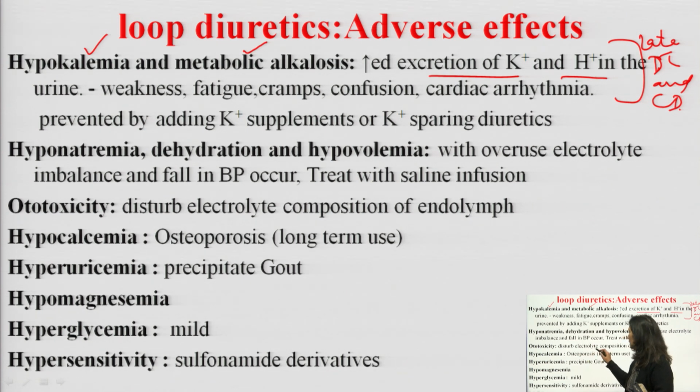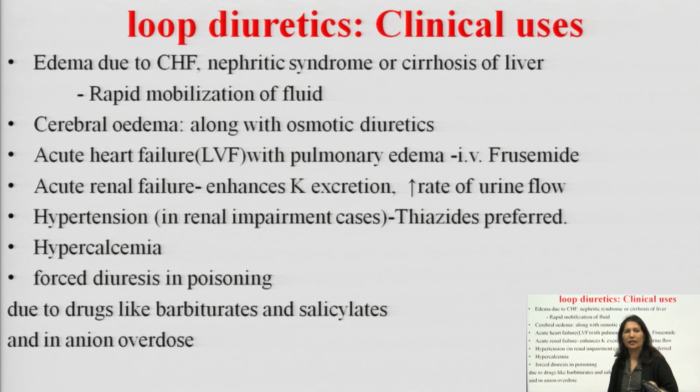Ototoxicity, because it disturbs the electrolyte composition of endolymph. Ototoxicity means inner ear toxicity, impairment in hearing. Hypocalcemia, osteoporosis occur in the long term. It may precipitate gout, hypomagnesemia, hyperglycemia, hypersensitivity reaction.